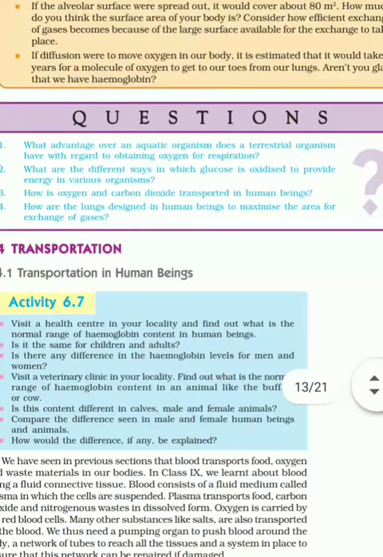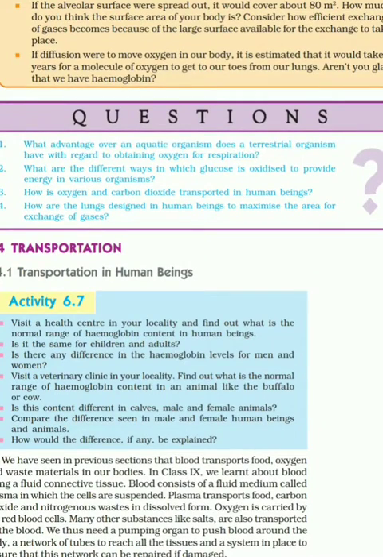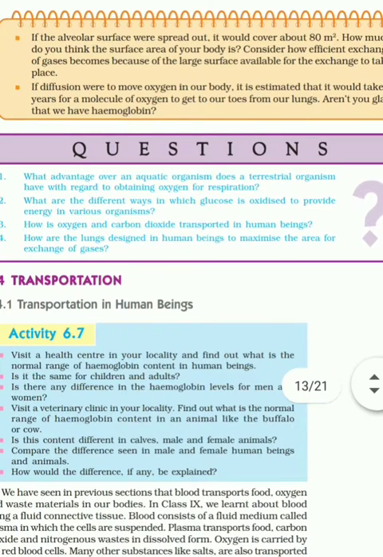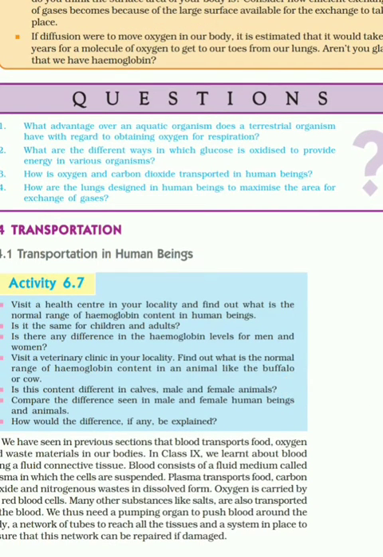Now, what are the three different ways we have discussed? You have to draw the flow chart and discuss all three possibilities: in presence of oxygen, in absence of oxygen, and in lack of oxygen, how glucose is oxidized to give different products.